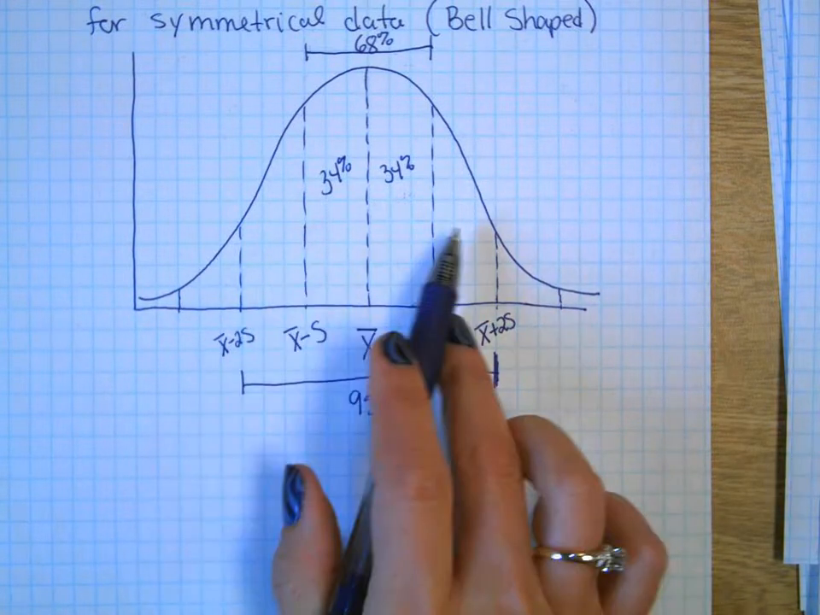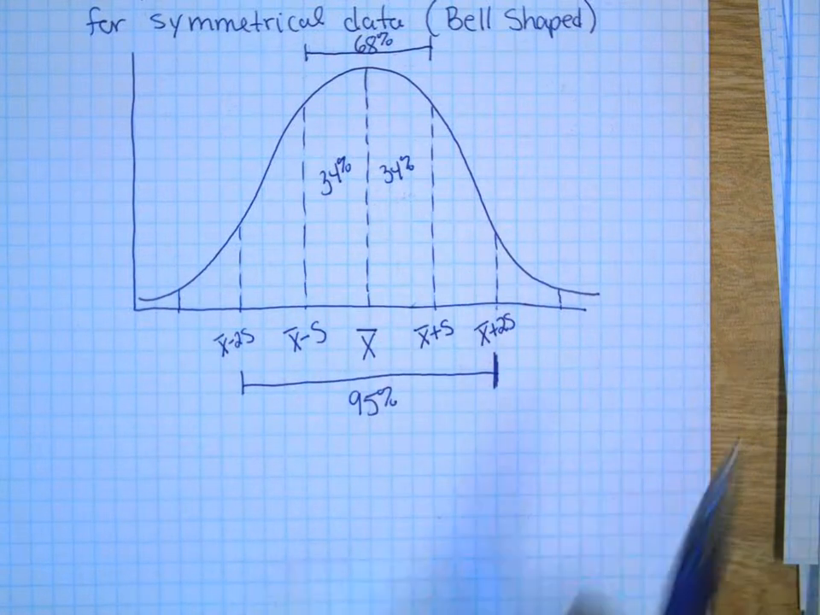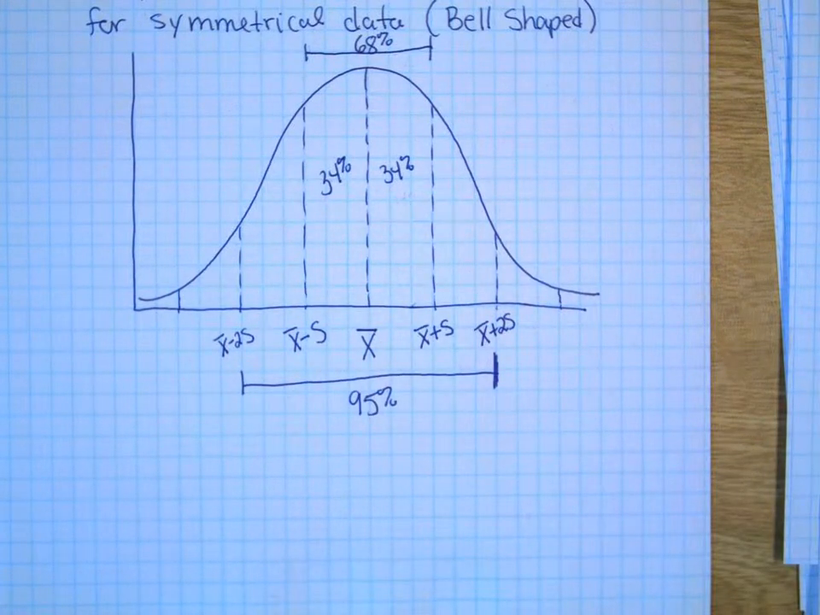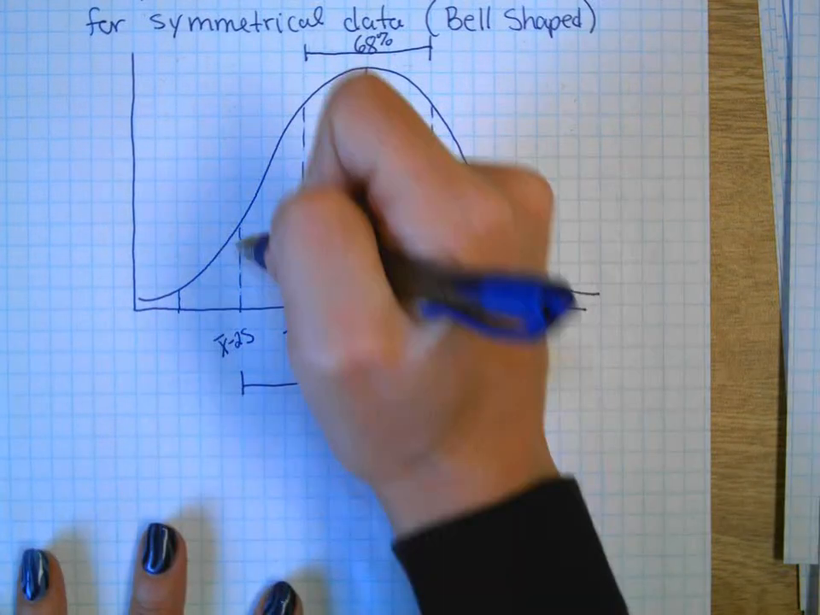So it would be nice to know what's in each little piece here. And that's just a little subtracting. We've got 95 minus the 68. That leaves 27%, but then I'm going to divide it into two chunks. 13.5% in each one of those.